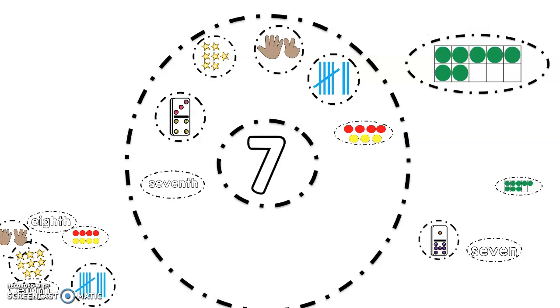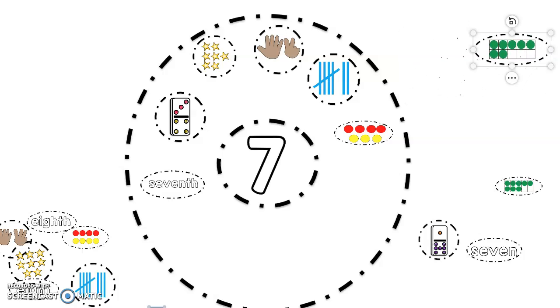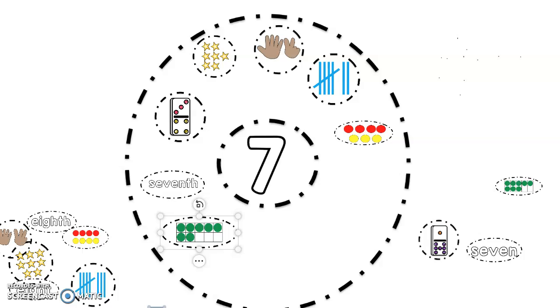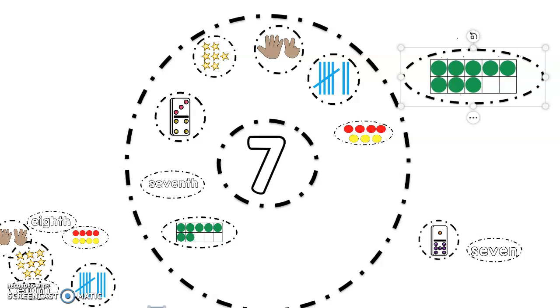Let's see if that makes 7. Let's count the squares. The circles. 1, 2, 3, 4, 5, 6, 7. Do I have 7 in my 10 frame? I do have 7 in my 10 frame. So do we want that one to go into the circle chart? We do.